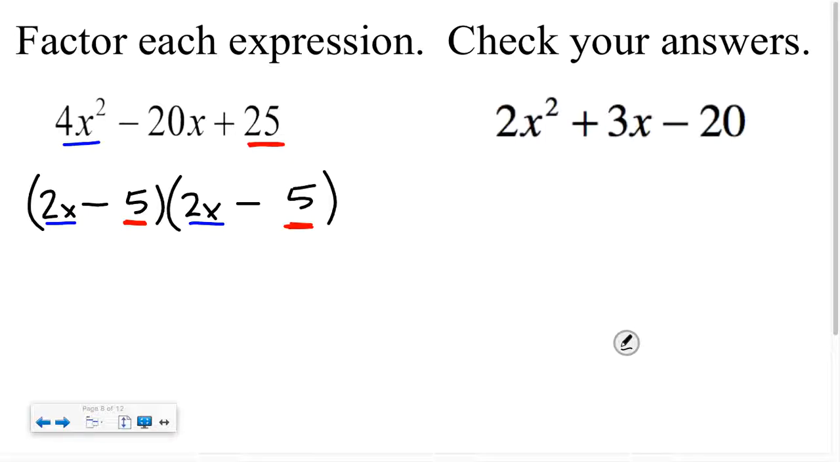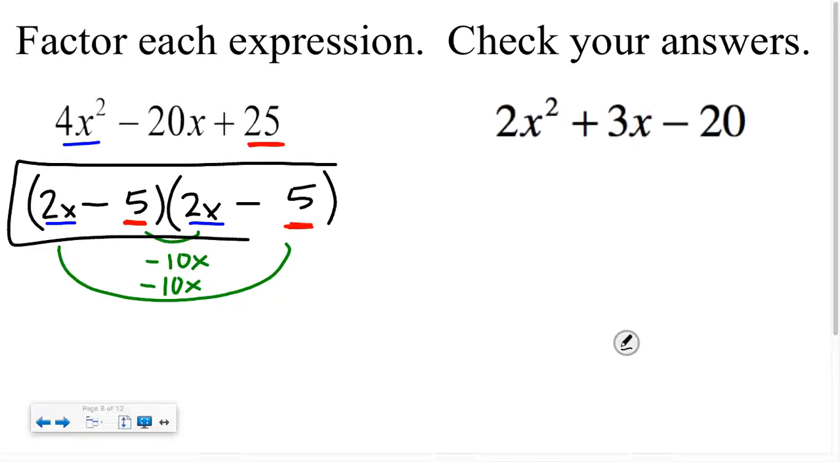Check by foiling the outsides and the insides. So my outside terms, 2x times negative 5, negative 10x. My insides, negative 5 times 2x. Well, negative 10x and negative 10x give me this negative 20x I'm looking for. Okay. Can I do anything else to 2x minus 5? No, there's no squares there, so I can't do anything else. So there's our answer.